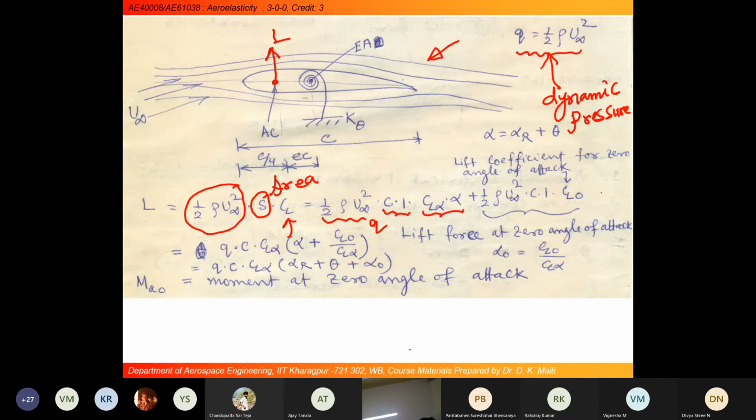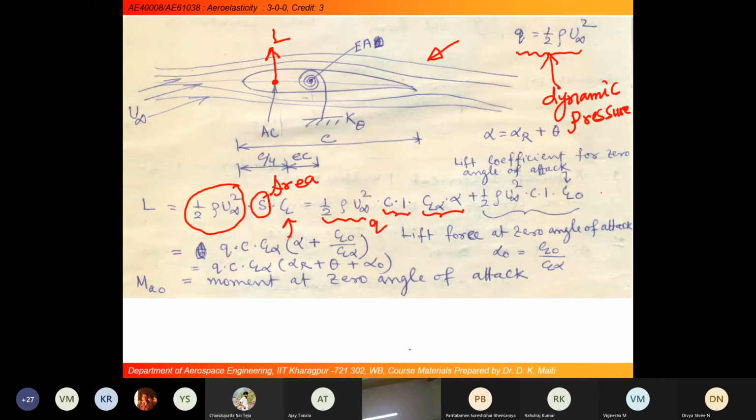This is the dynamic pressure into area, the total dynamic pressure, multiplied by the CL coefficient. Whatever pressure is acting in the upward direction, we call that the lift coefficient. And that lift coefficient again comes to CL alpha into alpha. CL alpha is the slope of the lift curve, lift versus angle of attack curve, and then multiplied by alpha, that will give us the lift coefficient.